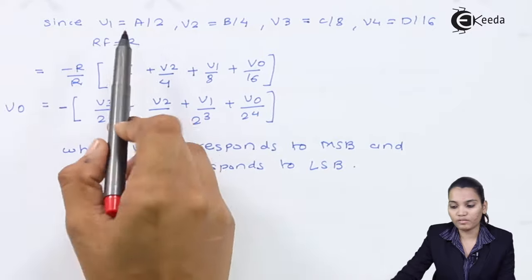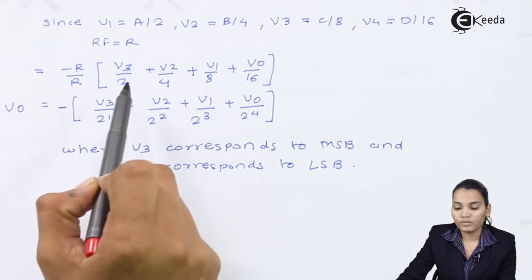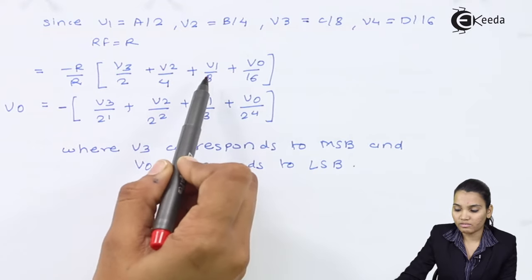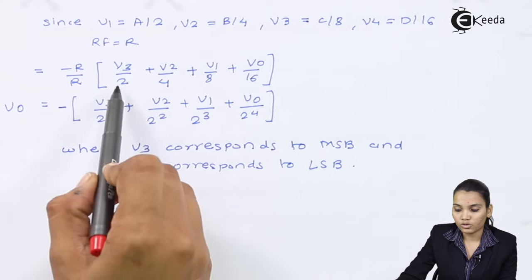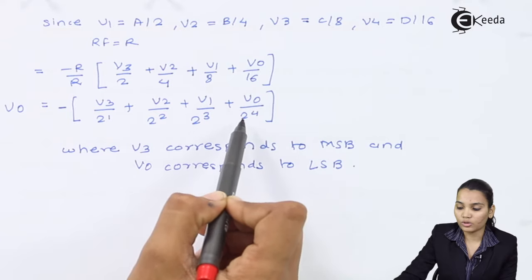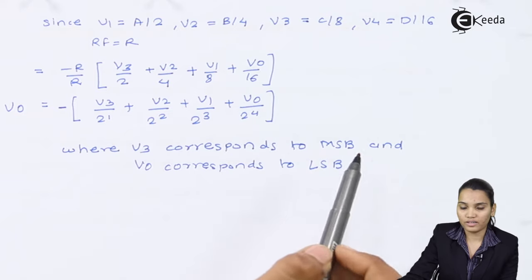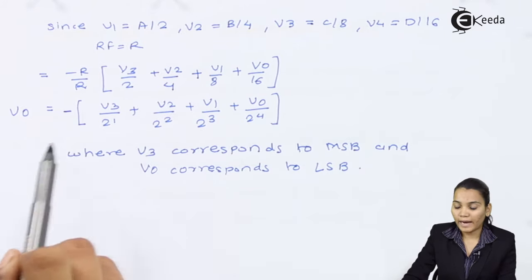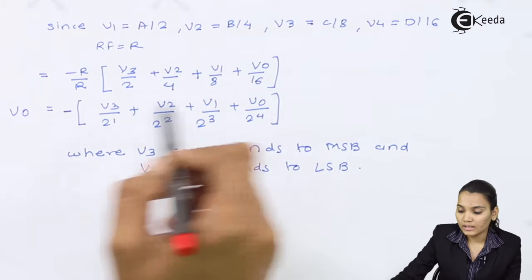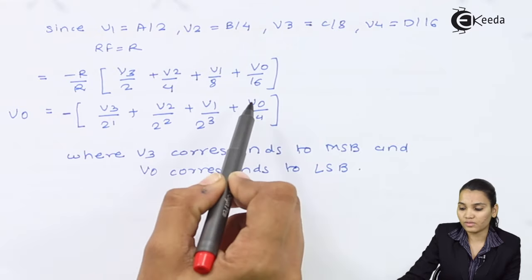Now since we have seen V1 is equal to A/2, V2 is equal to B/4, V3 is equal to C/8 and V4 is equal to D/16, we put these values in the formula and after that what we are getting is V3/2, V2/4 plus V1/8 plus V0/16. But 2 is nothing but 2^1, 4 is nothing but 2^2, 8 is nothing but 2^3 and 16 is nothing but 2^4. So that means V3 corresponds to the MSB and V0 corresponds to the LSB value. So this is nothing but the final formula for calculating the analog output for the applied digital signal. So the output V0 is equal to minus in bracket V3/2^1 plus V2/2^2 plus V1/2^3 plus V0/2^4.